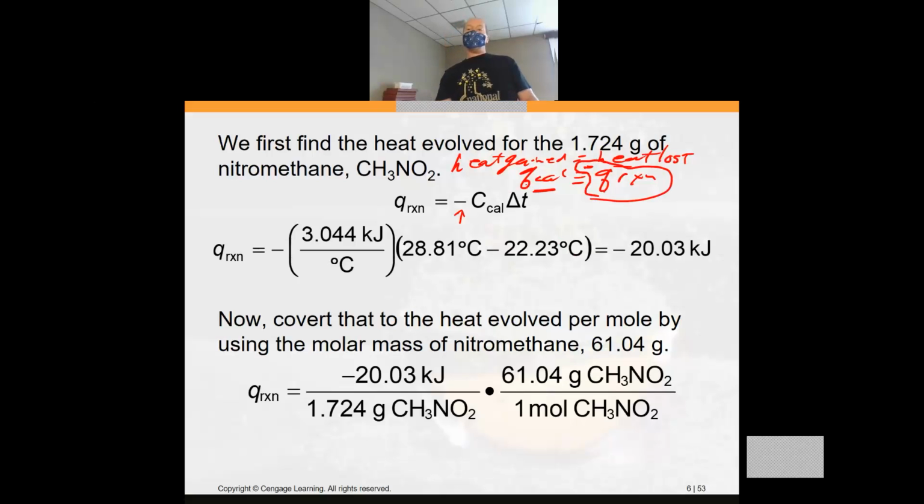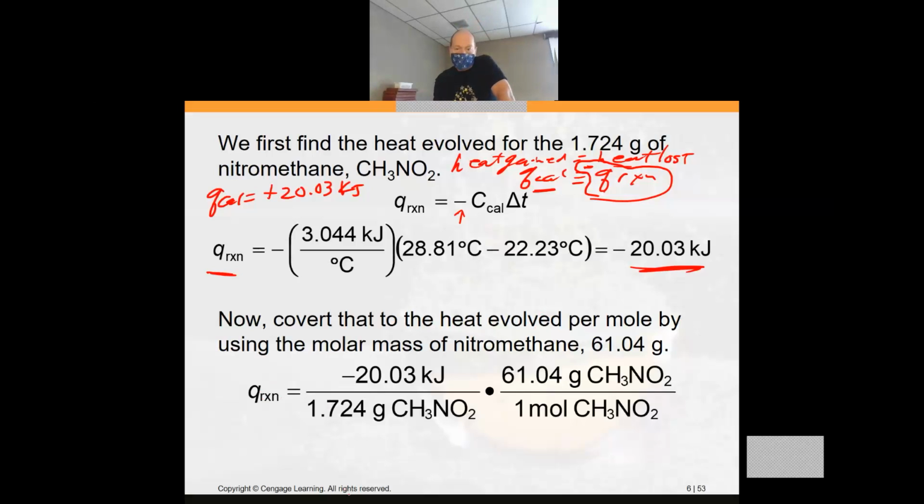All right, and so when they solve that for the Q for the reaction, you multiply both sides by negative 1. And so that's negative the C value delta T. For the reaction, you get a negative Q value. For the calorimeter, you get a positive Q value. So Q calorimeter is equal to positive 20.03 kilojoules. So the heat gained by the calorimeter is equal to the heat lost by the reaction.